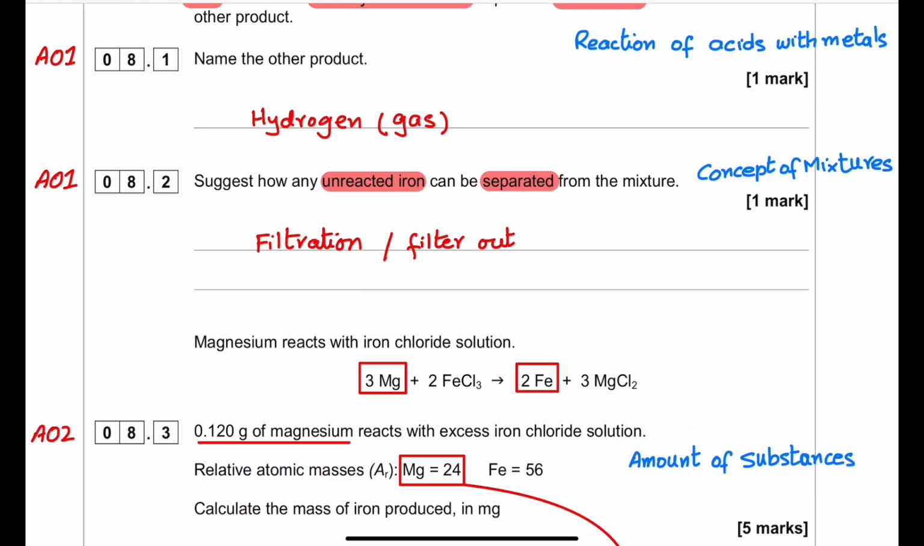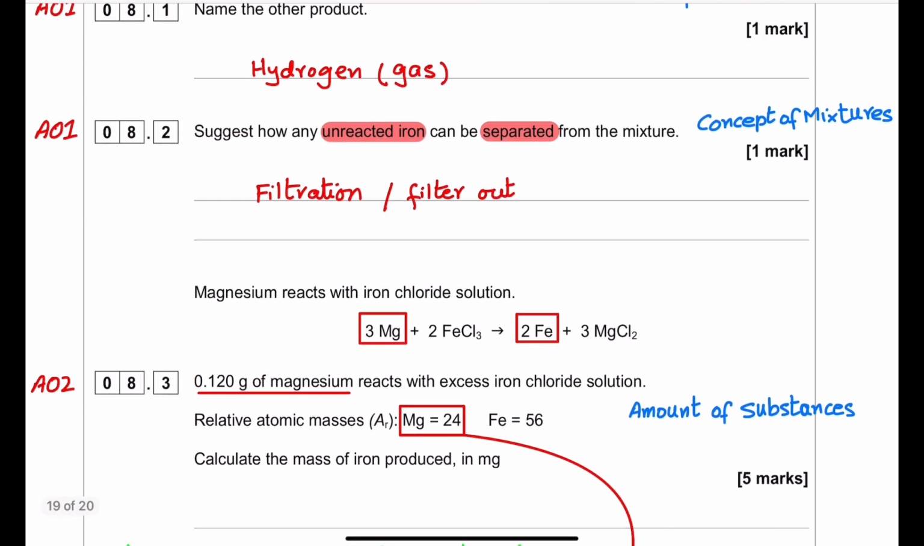If you look at our equation, 3 moles and 2 moles are given, and the mass of magnesium is given here. The best way to calculate the mass of iron produced is to convert all the values into moles. Magnesium and iron are already in moles in our equation. We need to convert this mass into moles also. At the end, we need to use a formula to convert the moles into mass of iron, the required quantity.